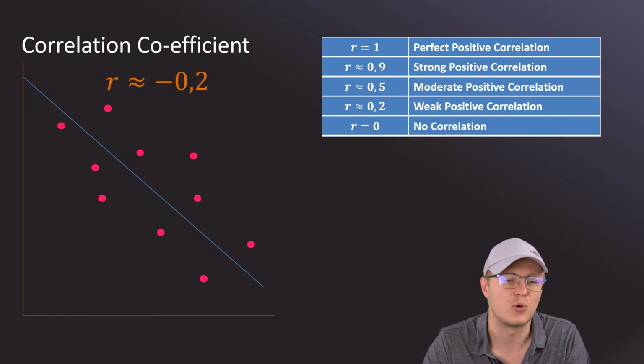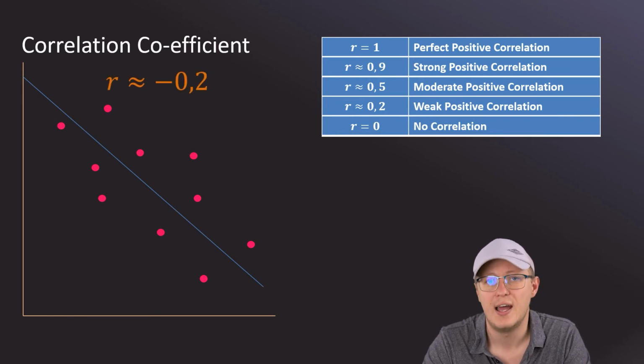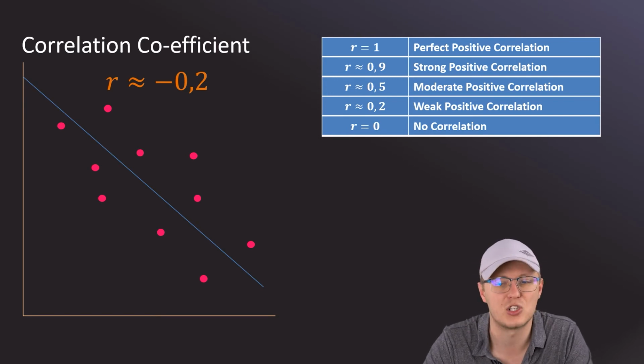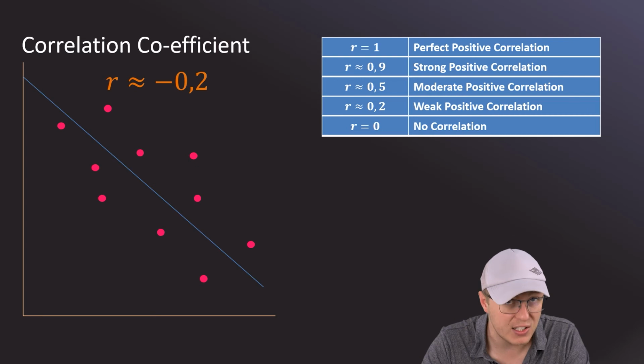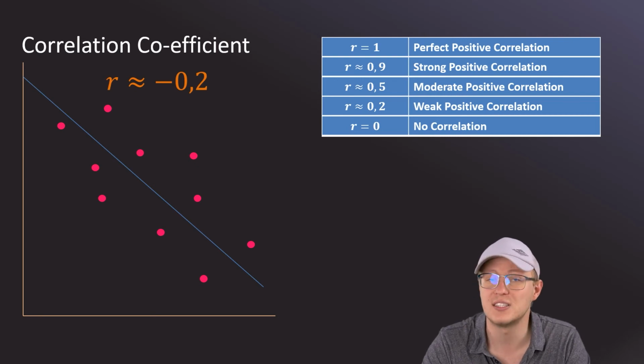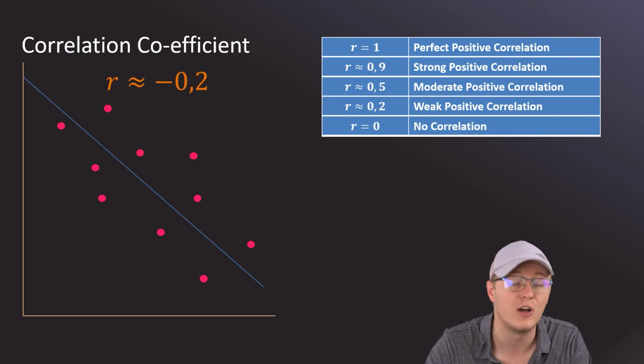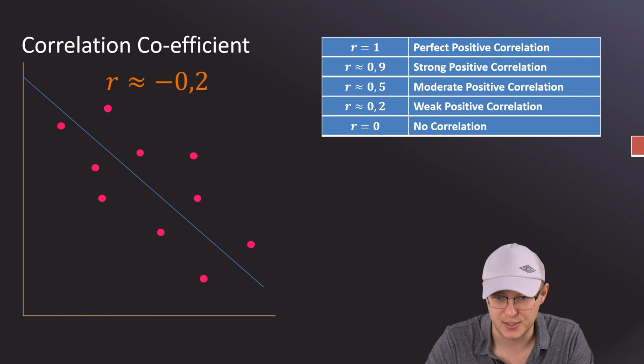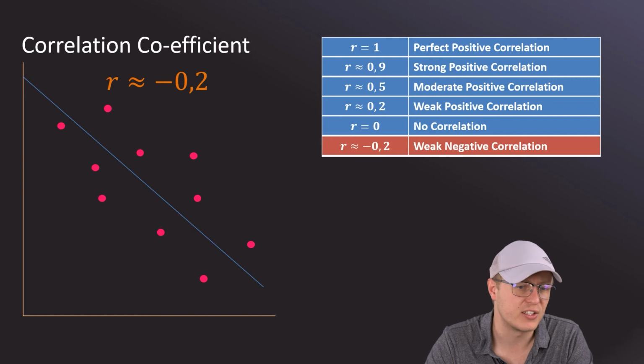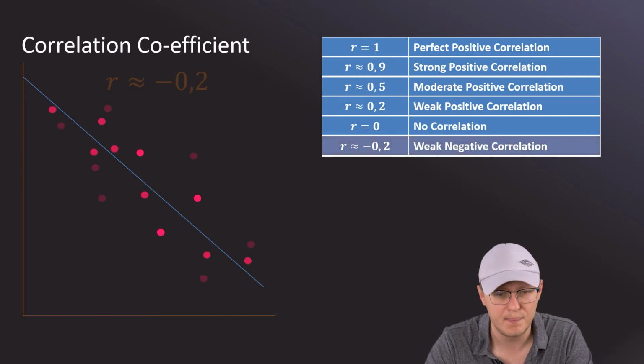Right, so as soon as our line of best fit starts sloping negatively, that means we now have what we call a negative correlation. And that means that as one variable increases, the other one actually decreases. Now, the magnitude of the correlation coefficient is still going to tell us the same thing, how close those points are to the line of best fit. So a weak negative correlation is what you're seeing there.